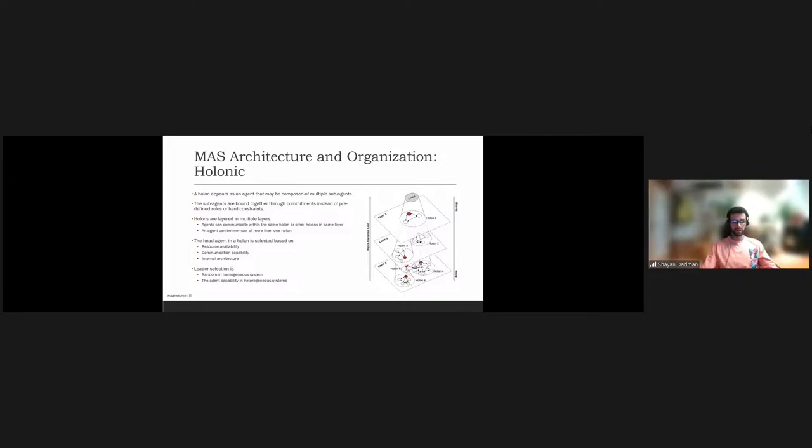The head agent in a holon is selected based on the resource availability, communication capability, and internal architecture. The leader selection in a homogeneous system is random for each holon, and in a heterogeneous system is based on the agent capability.